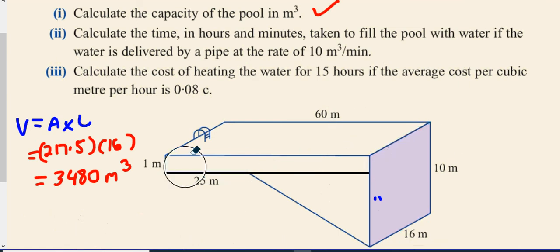Every minute we put in 10 meters. So 3,480, and every minute we put in 10 meters cubed. So what's 348 divided by 10?